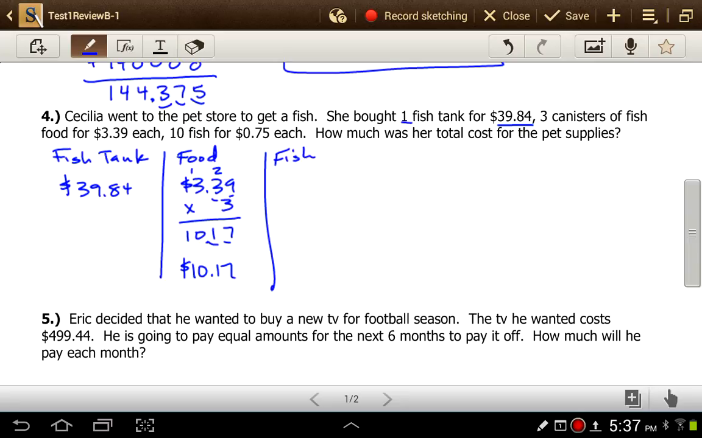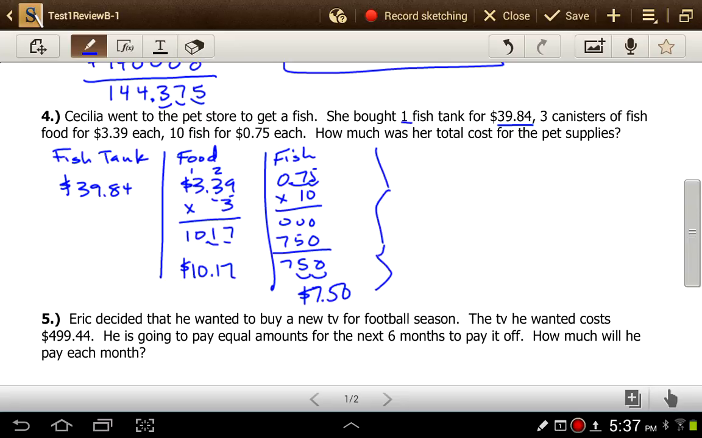Finally, we're going to have the fish themselves. We have 10 for 75 cents, so I'm going to do 75 cents times 10. 0 for the first row. Start 0 in the next one. 1 times 5 is 5. 1 times 7 is 7. Add those together. I have 2 numbers behind the decimal point, so I'm going to have 2 numbers behind the decimal point in my answer. So that's $7.50.